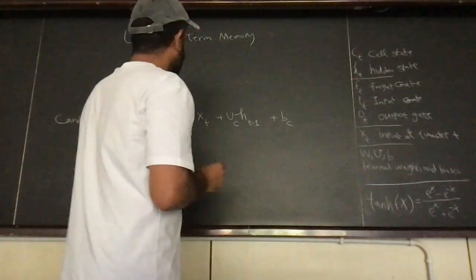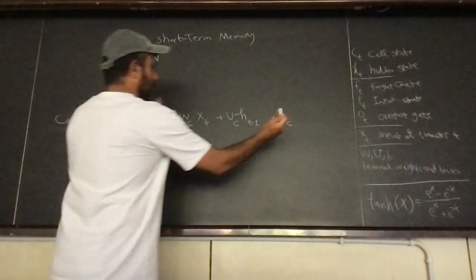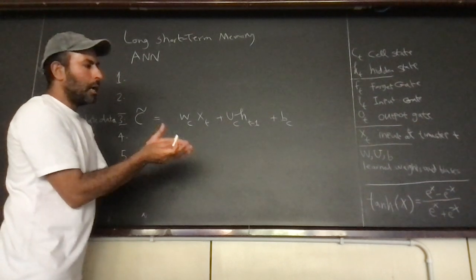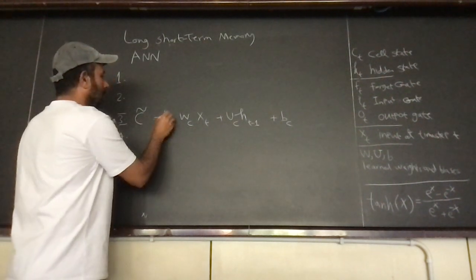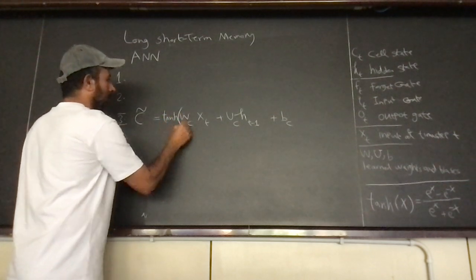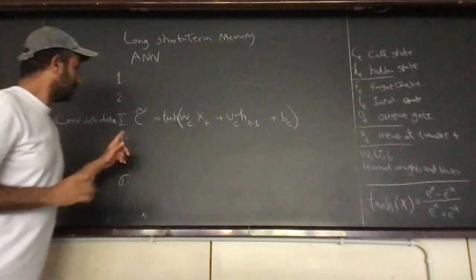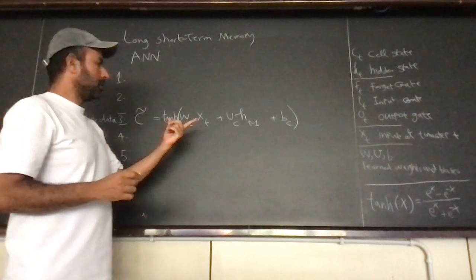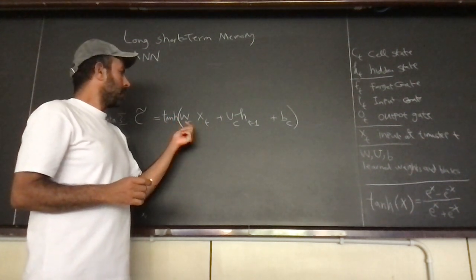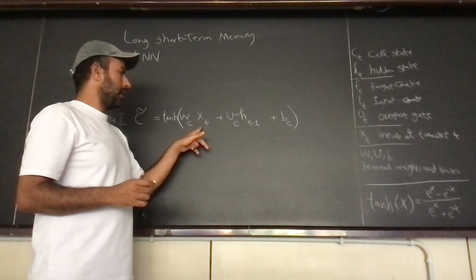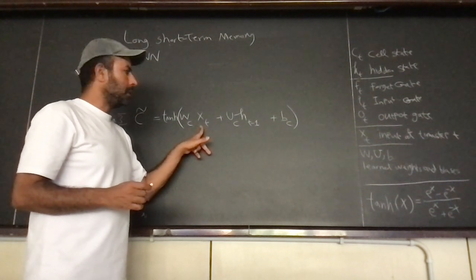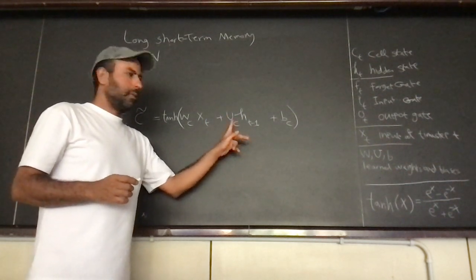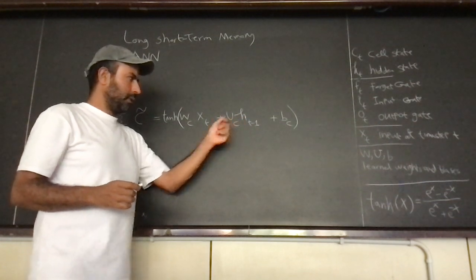That's fine. How to do it? We just make this the input into this hyperbolic tangent function like this. And that's it. This is the candidate data, and it's a linear transformation of the weights and the input at time step t, as well as the hidden state, the weighted hidden state.